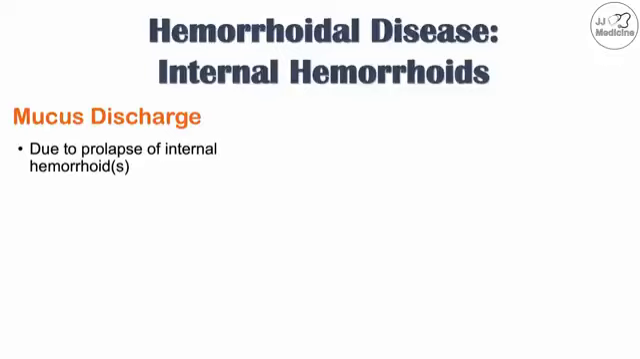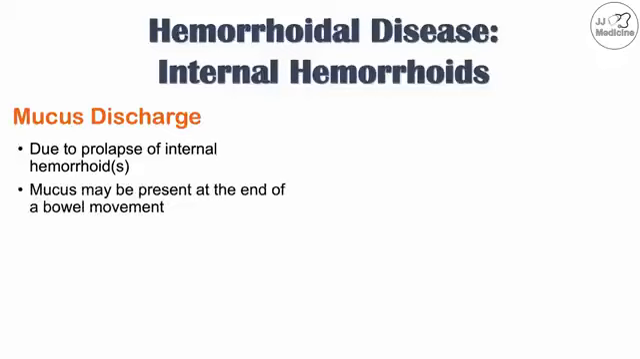Some other signs and symptoms of internal hemorrhoids include mucus discharge. So this is also due to prolapse of internal hemorrhoids. So again, if that internal hemorrhoid becomes so enlarged and it changes position, so it prolapses, it can interfere with a patient's ability to have normal fecal continence, so they can have some mucus discharge. The mucus may be present at the end of a bowel movement, like bright red blood, and it can be found in the toilet or toilet paper.